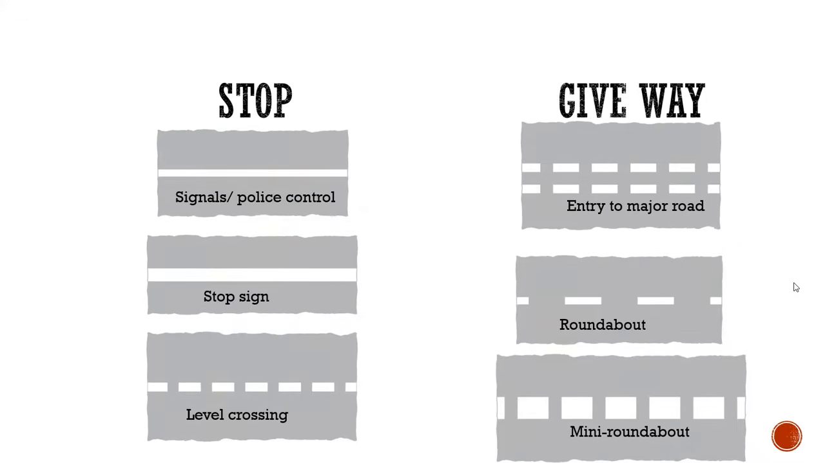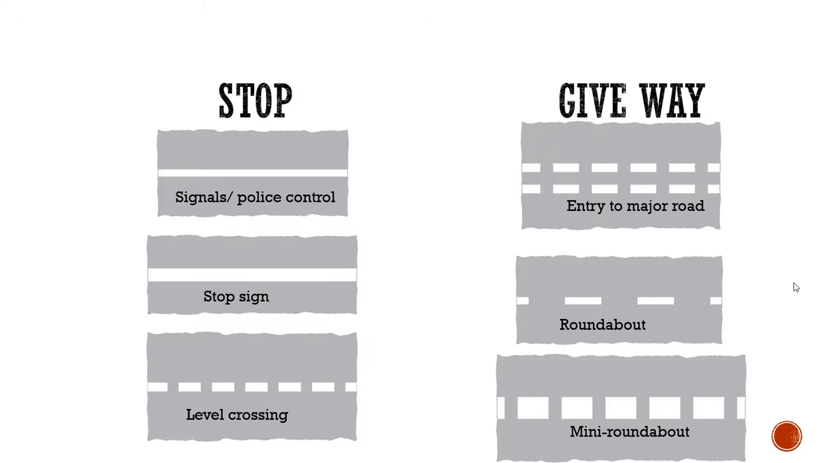You can then have some lines that go across the road. These are just a case of sitting down and memorizing. So you've got two types. You've got stop and you've got give way. A thin, solid line going across the road from left to right is for signals or a police control. If you've got a thicker line, that's for a stop sign. Annoyingly, level crossings are also broken, but that does mean stop. Generally speaking, the give way signs are broken lines, with the exception of the level crossing.